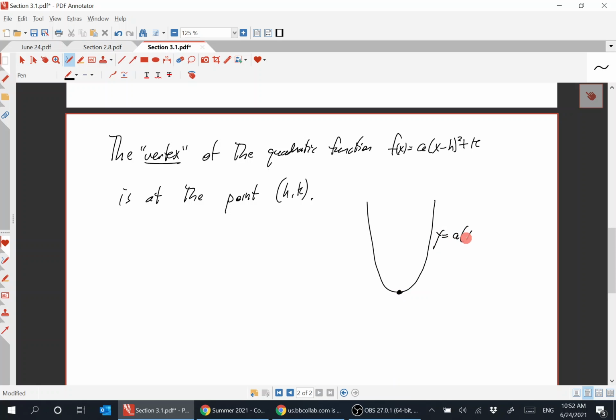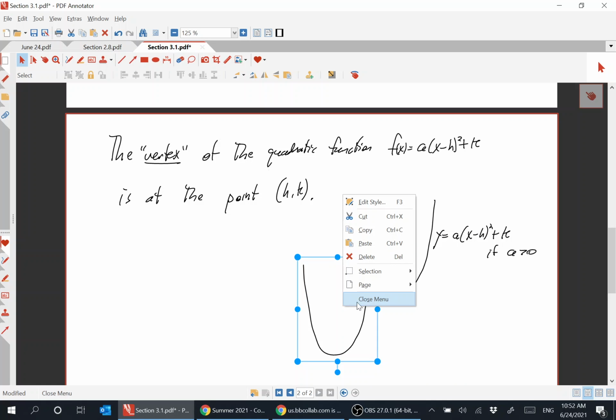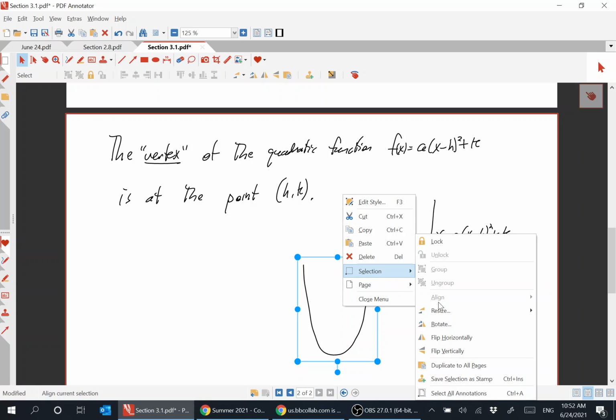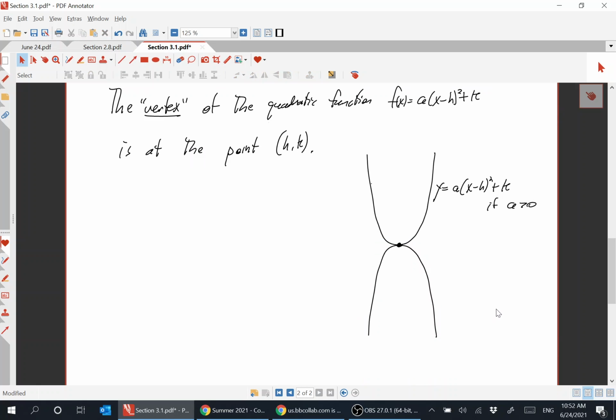So y equals a times (x minus h) squared plus k. If a is bigger than 0, it opens upward. If a is less than 0, it's the reflection of that. But in both cases, this is the point h comma k.